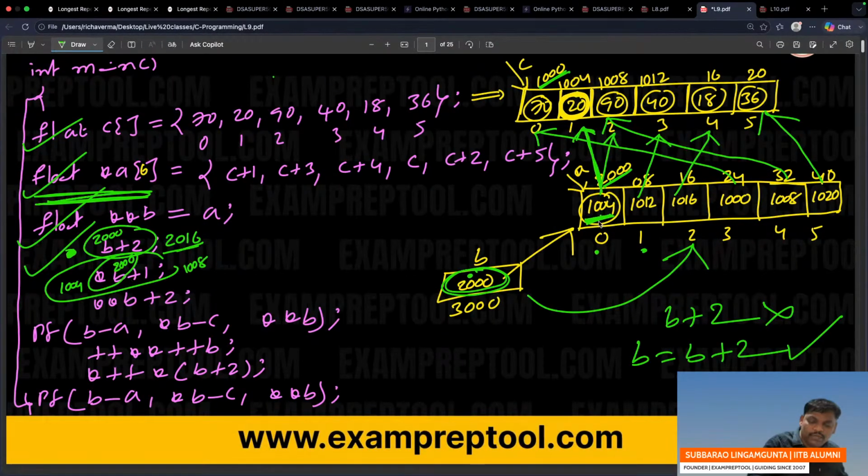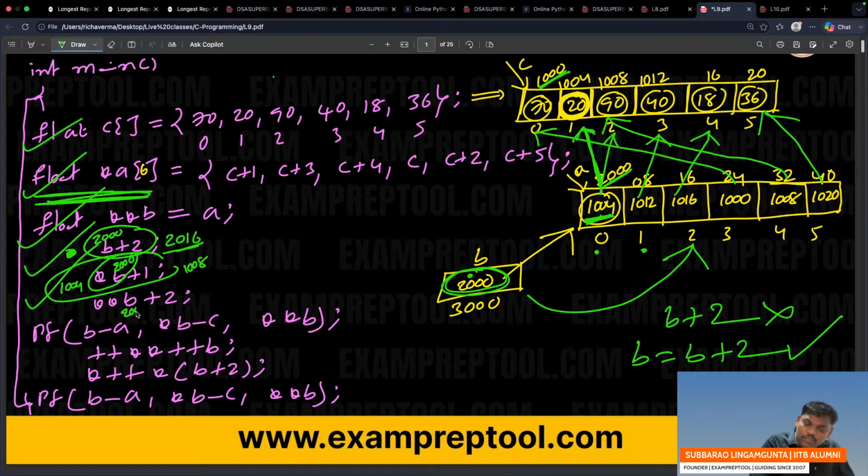But no updation here. There is no assignment. When you say updation, some assignment is needed. No assignment, so it is also bluffing again. Please be careful.